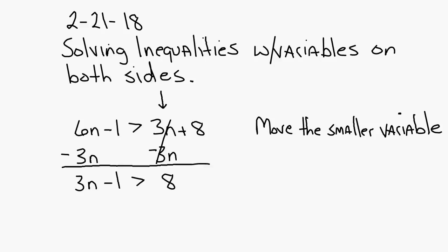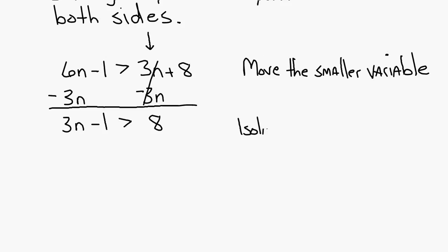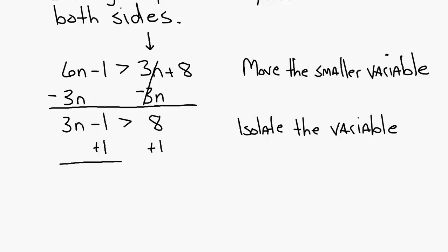Your next step is to isolate the variable. And again, you do that by inverse operation. So you're trying to get the 3n by itself, so you're going to add 1 to each side. So the 1's cancel, and 3n is going to be greater than 8 plus 1 is 9.